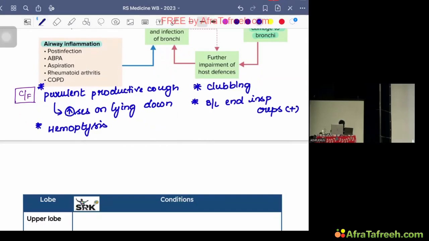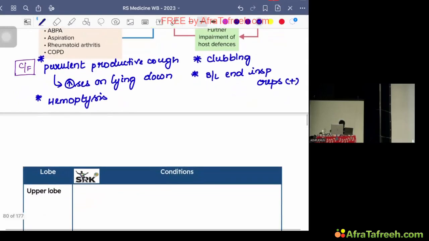Here the patient will tell of a copious amount of sputum production which increases on lying down posture, and this sputum production is also called bronchorrhea. In a single day they can produce around 500 ml of sputum, half a liter. It has positional variation. On lying down, on lateral decubitus, they will have more cough and sputum production. They will have hemoptysis, clubbing, and crepitations.